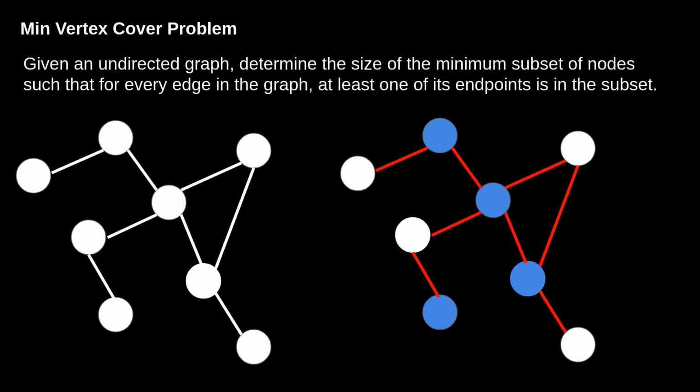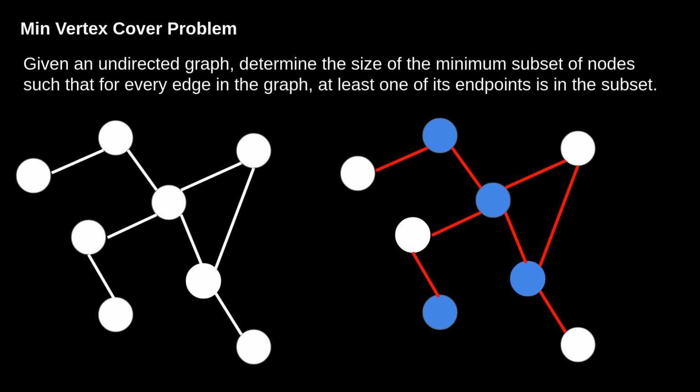Our next application of network flow will be the Min-Vertex cover problem. And in the Min-Vertex cover problem, you are given an undirected graph, and you want to determine the size of the minimum subset of nodes such that for every edge in that graph, at least one of its endpoints is a node in that subset.